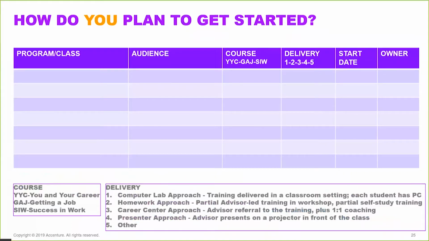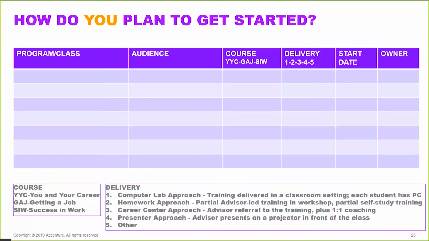And this is just a grid that can help you think through how you plan to get started, starting with thinking through the program or class that you would use it with, who is the audience, which courses you might use the Academy with, like You and Your Career, getting a job or success in work, and then also thinking through the delivery approach.